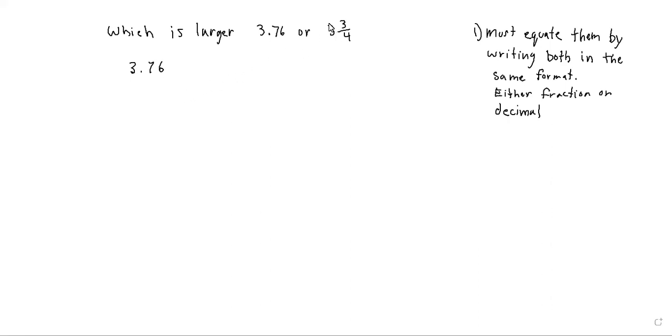How do we do that? Well, it's 3 3/4, right? So the whole number part just stays the same, right? Stays the same. So that's going to just be 3, right? The fractional part, we have to convert the fractional part to a decimal.